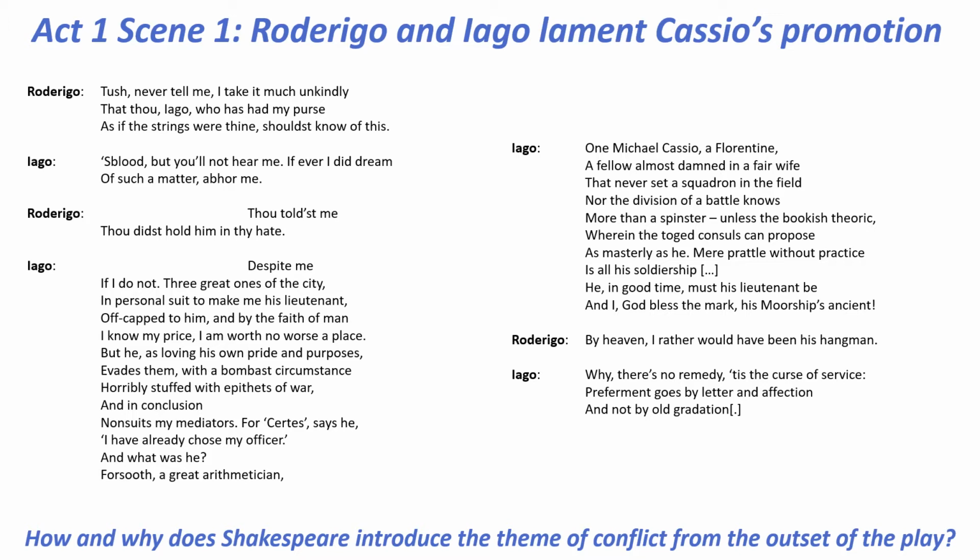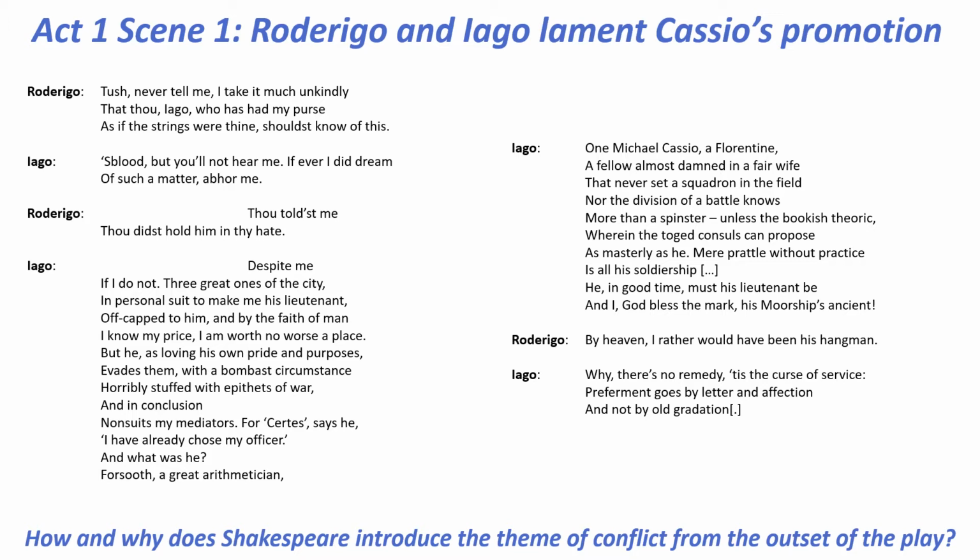So Roderigo comes on stage and his first word is a mild swear word, and then he says that Iago has had my purse. Iago somehow controls Roderigo's money and uses it. So it's the first sign that Iago is quite a deceptive, manipulative character.